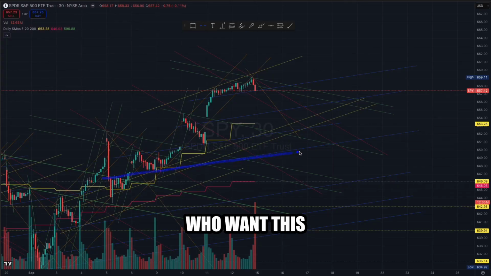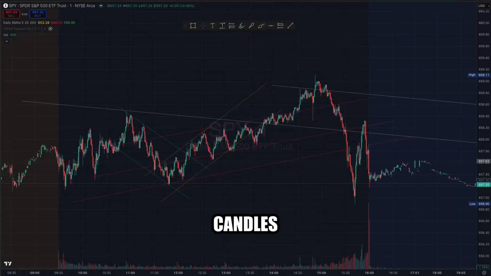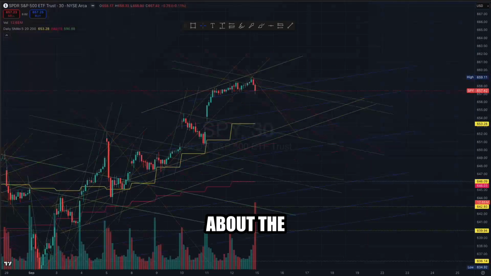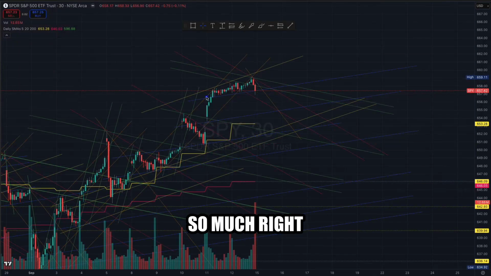Now, for those of you who want this dump so badly, you need to understand where the dump can come from. Now, it will have to come from the blue algorithm. Now, you take a look at this, right? It was the blue algorithm that was building liquidity, and that's how we got the red candles on Friday. Remember, I talked about the blue algorithm so much. Right here, if you see blue, then you prepare and take a trade from there.